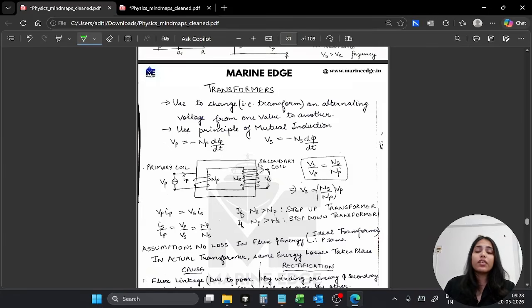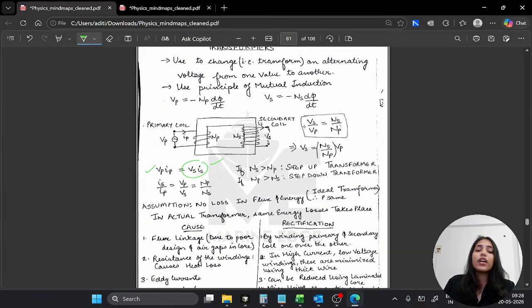Okay. Now, the power remains the same in both the coils. So VI in the primary circuit will be equal to VI in the secondary circuit. Now, if the number of turns in the secondary coil is greater than the number of turns in the primary coil, this is called a step-up transformer.